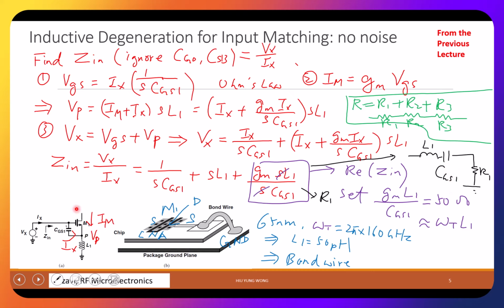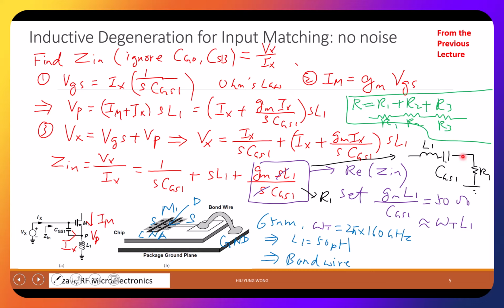I'm not saying this circuit is this circuit. I'm saying that this circuit is equivalent to this circuit when I am considering Z-in. Right? This circuit has amplification. I cannot use this circuit to do amplification, of course. When only talking about Z-in, then I can replace everything by this because I already proved to you this is the circuit. Make sense? Okay. So that is the first thing.